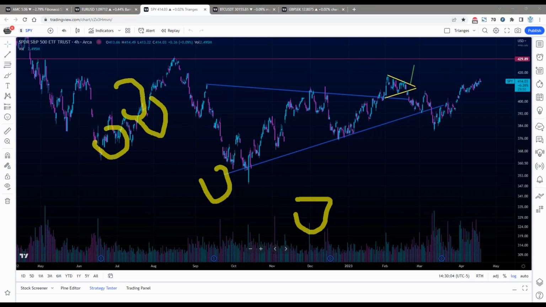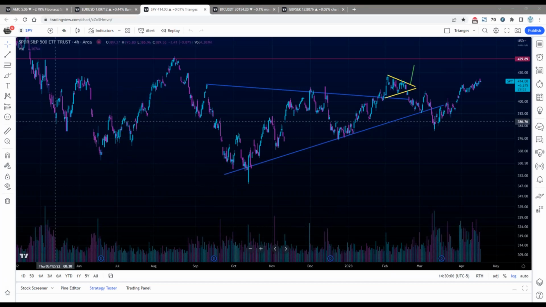When we see price diverging into a triangle format and it's developed, we know at some point price must break out of this triangle. So as price gets pushed farther and farther into this apex, we know that sooner or later it's going to break out.